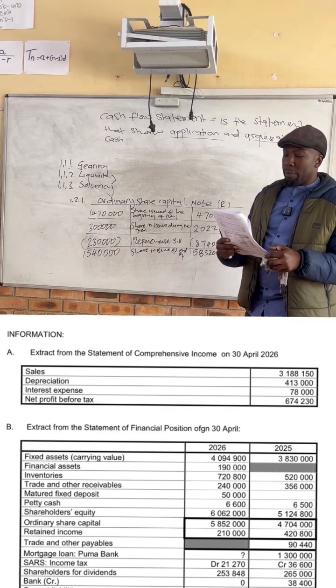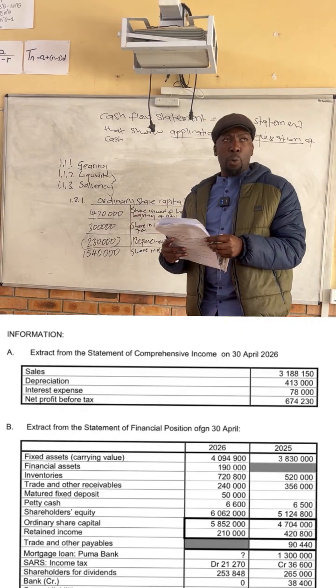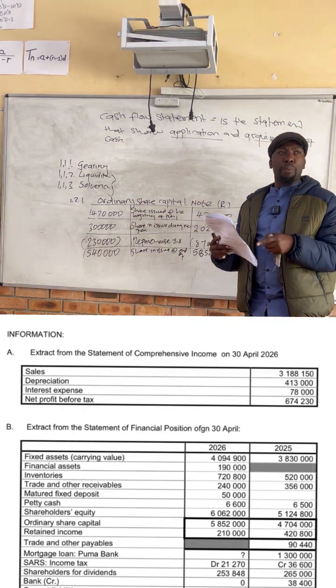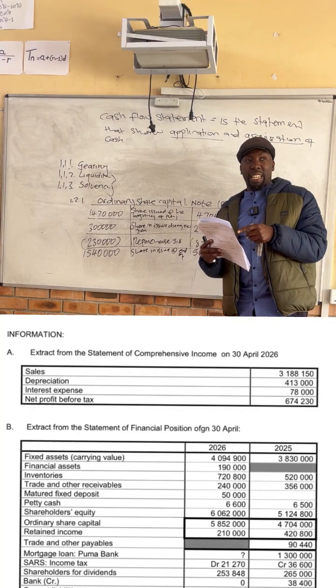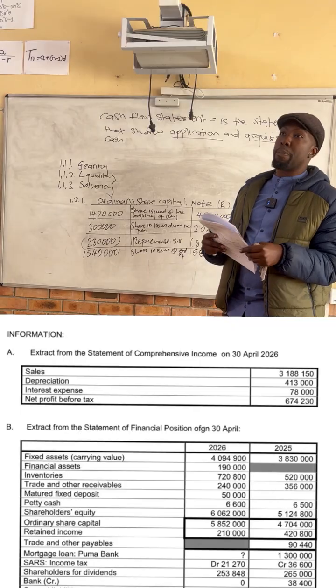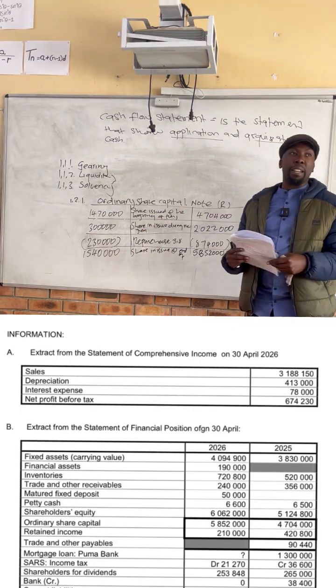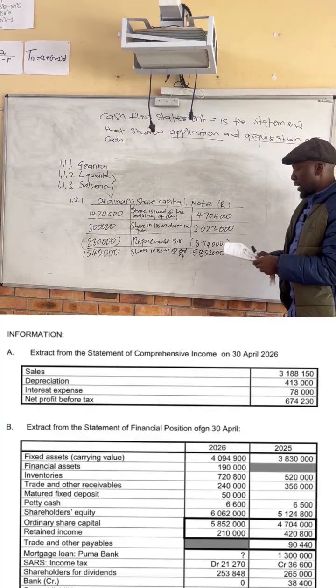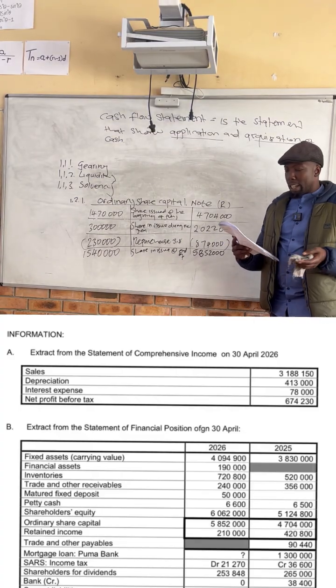Let's go to our information A. Do we have income tax for the year? No. We have net profit before tax. Now, if we're given income tax as a percentage, it's going to be simple, we're going to just take net profit before tax and multiply by the percentage. Okay. Then we don't have our income tax.